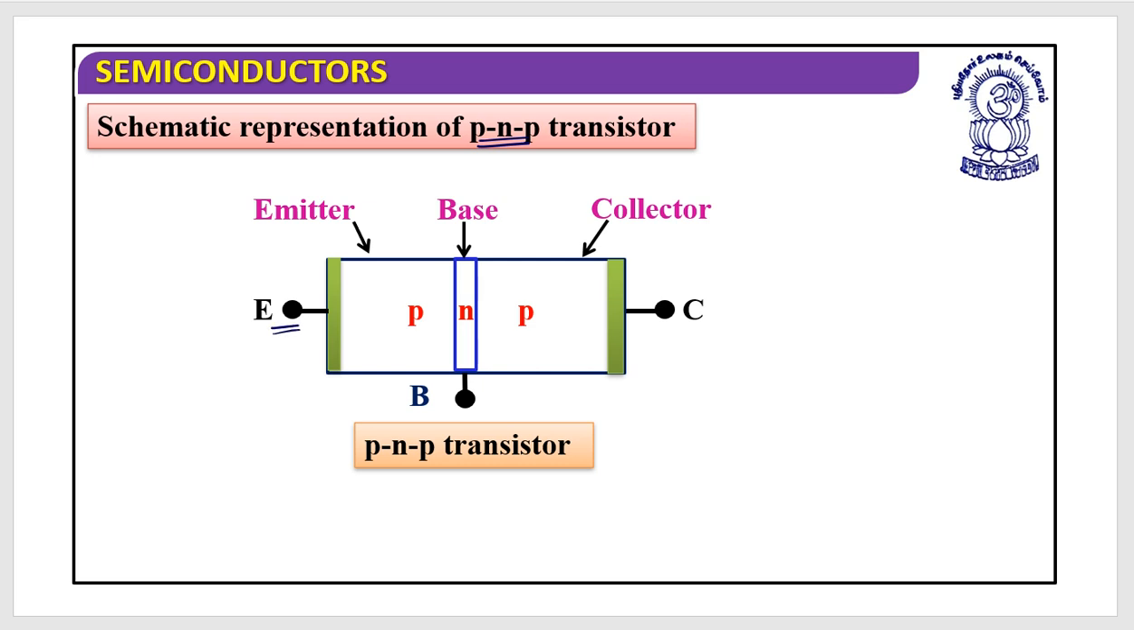This one is the emitter, P type material, N type material, and P type material. This is the emitter, this is the collector, and this is the base. The base is the least in size. The emitter is moderate in size, while the collector has the maximum size. This was the schematic representation.